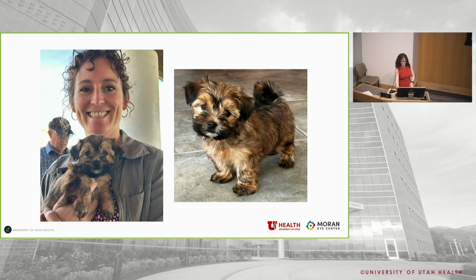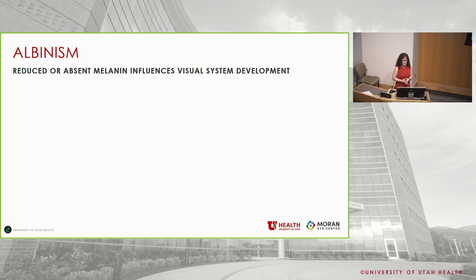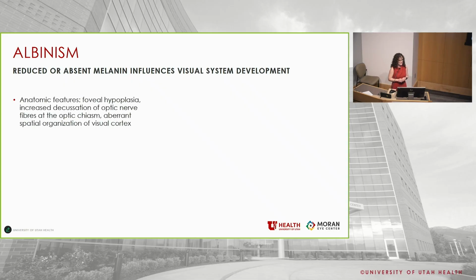But on to the topic at hand, which is albinism. This is a genetic condition that leads to reduced or absent melanin, and it impacts the development of the visual system pretty significantly. It tends to cause foveal hypoplasia, increased decussation of the optic nerves at the chiasm, as well as some unusual organization of visual space in the visual cortex.